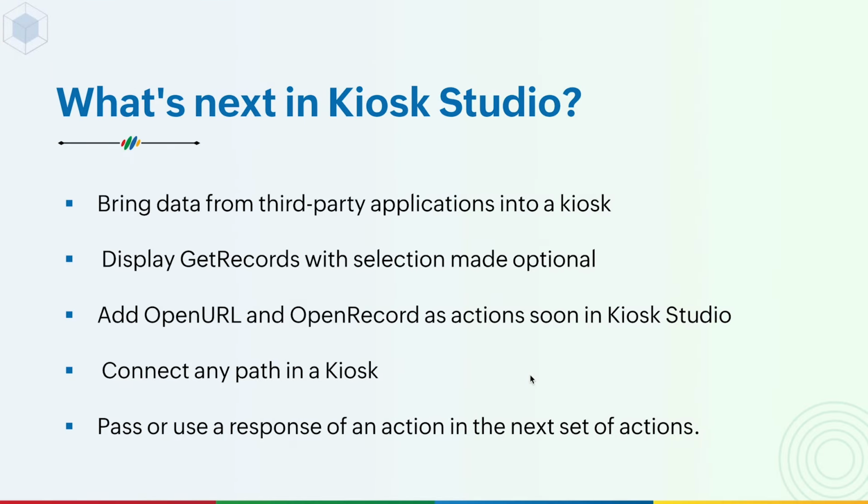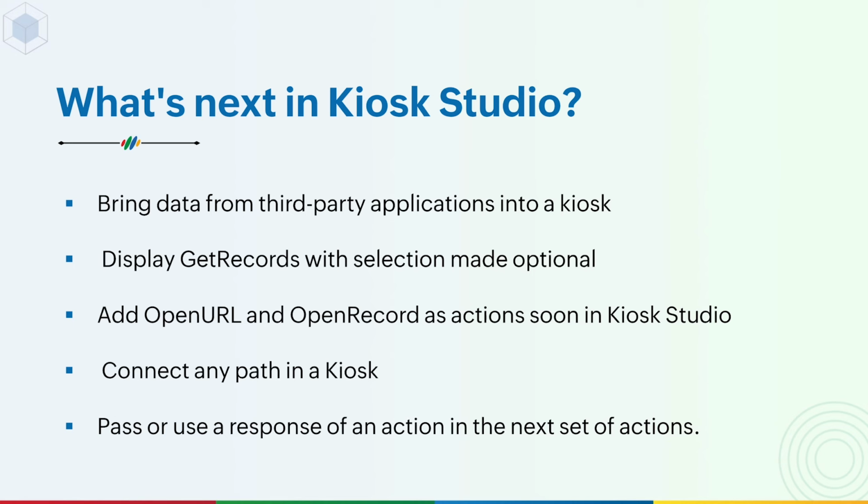So what's next in Kiosk Studio? Well, number one, bring data from third-party applications into a kiosk. Just like how we are getting data from inside Zoho CRM, we can also get data via queries from third-party apps and display it to the user. And then, display get records with selection made optional. At present, users can only proceed to the next screen after selecting a record in get records. However, this will soon be optional, allowing users to bypass the selection step if desired, offering more control over the user experience.